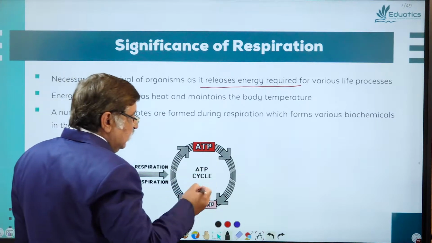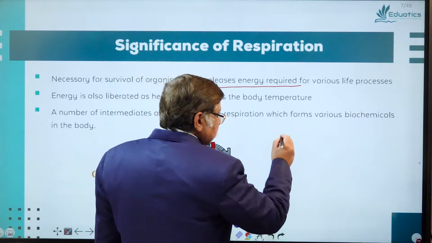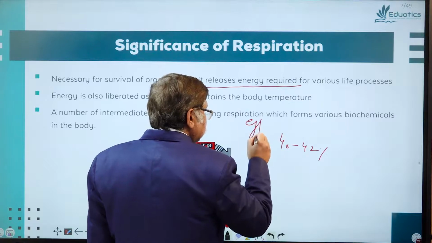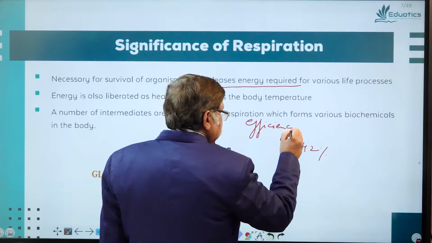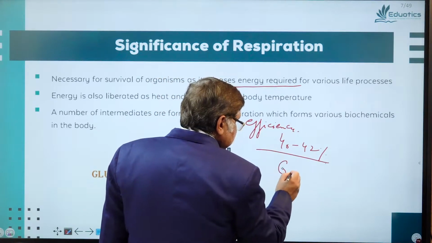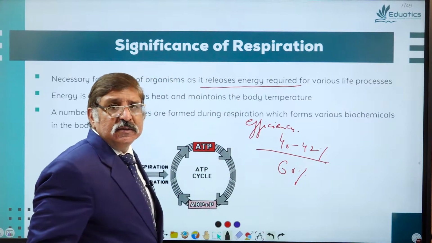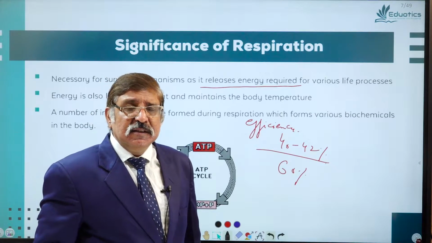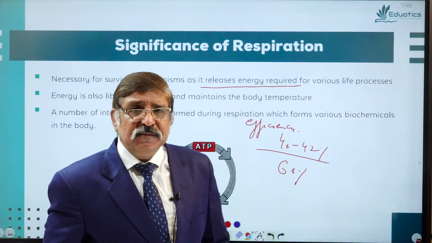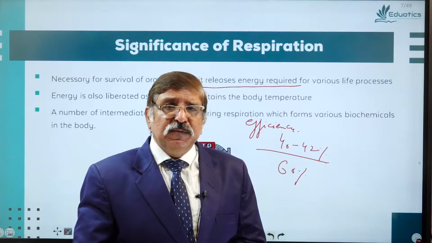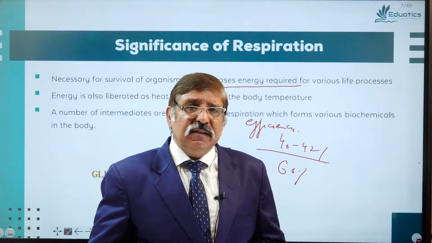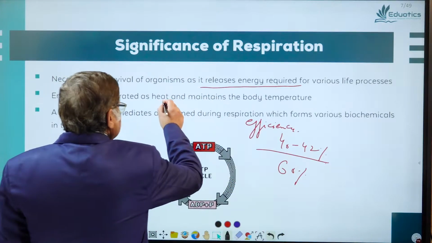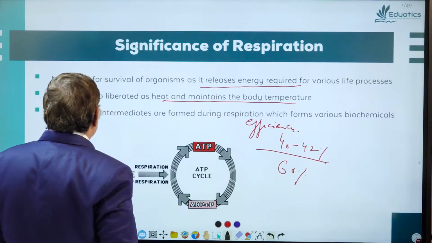Now if we calculate the efficiency of respiration, it comes out to 40 to 42%. Where has the remaining 60% energy gone? That energy is lost or dissipated in the form of heat. इसलिए जब तक हम जिंदा हैं, we are warm. The moment we die, we are dead and cold. So this energy also helps in maintaining body temperature.